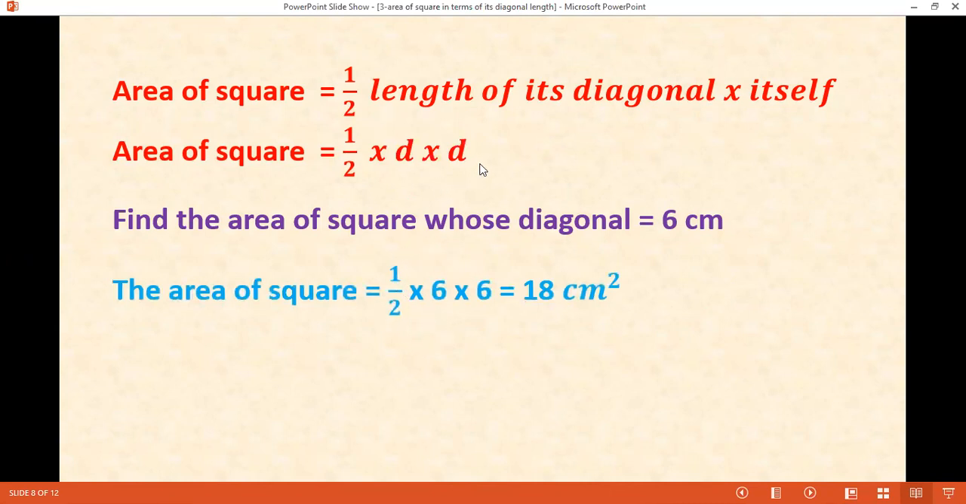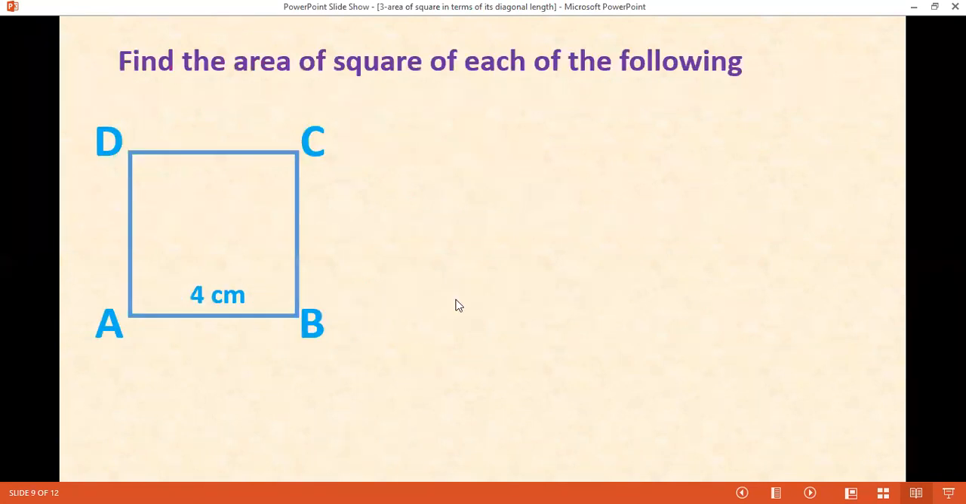Half by d by d. So it will be half multiply 6 multiply 6. The answer will be 18 centimeter square.